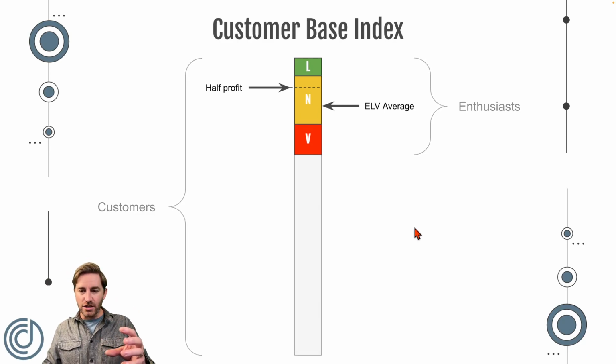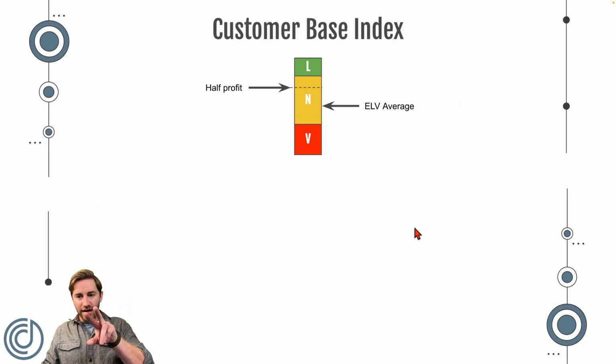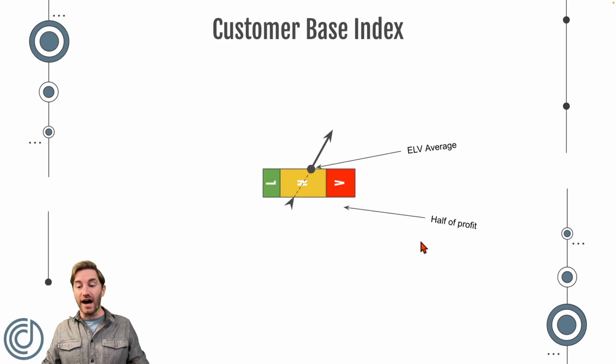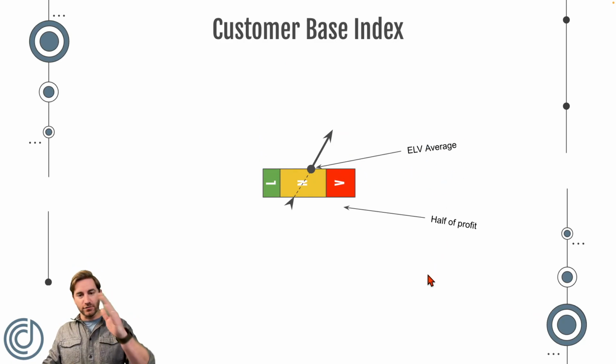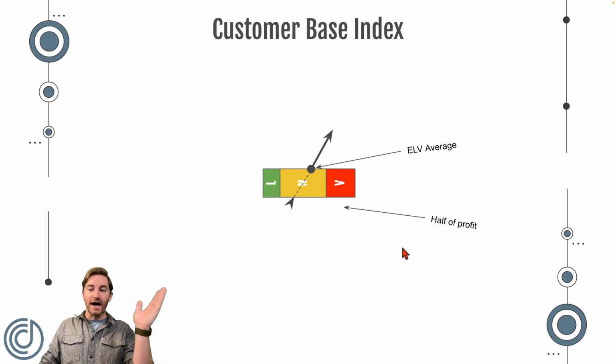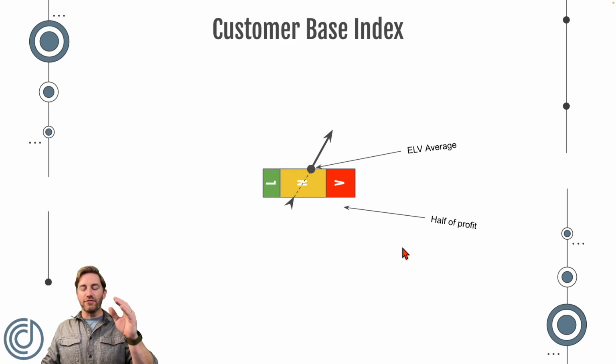So we took this information, isolated just these calculations, and turned it on its side. That meant we could now create this little dial. On the very top, we use ELV average as the pivot. That's where the dial pivots from, and where the half of profit number lies dictates where the dial is going to point. If the dial is pointing the way it's pointing now, that indicates a much smaller grouping of customers creating the majority of their profit.